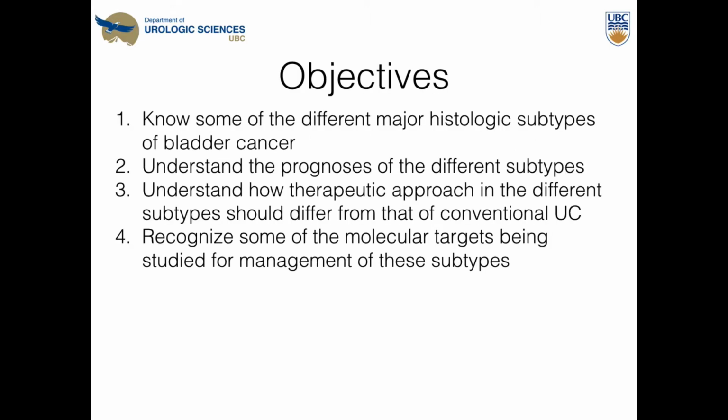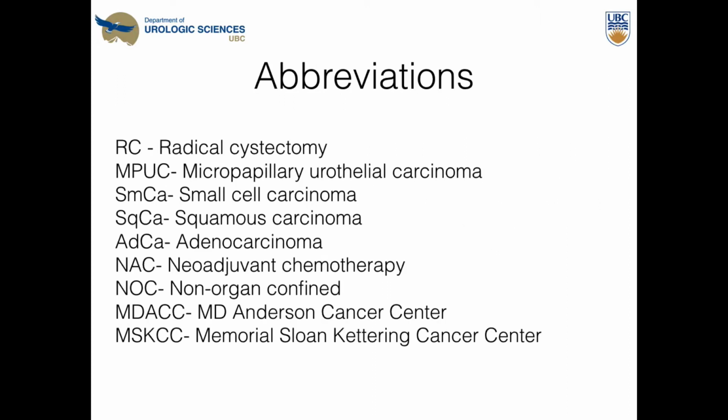So these are the objectives. We're going to talk about the different major histologic subtypes of bladder cancer and how their prognoses differ from garden variety urothelial carcinoma. We're going to talk about how the therapeutic approaches change for these subtypes based on the different behaviors of the disease. And we're also going to talk a little bit about some of the new upcoming molecular targets that are available for these different subtypes of cancer, which is an area that's actively evolving. I'm going to be using a bunch of abbreviations on the slides, and you can see them here. Have a read.